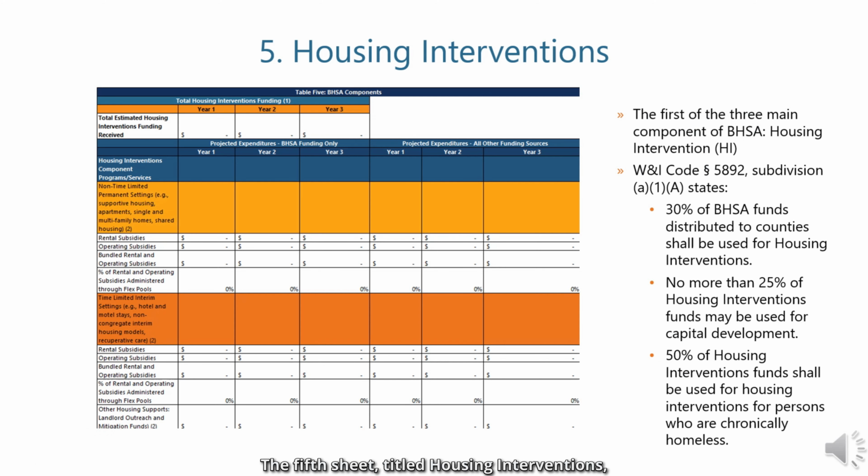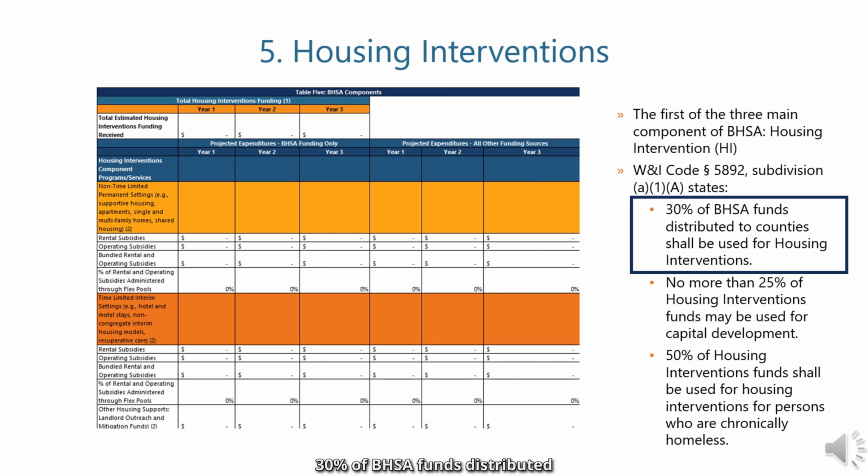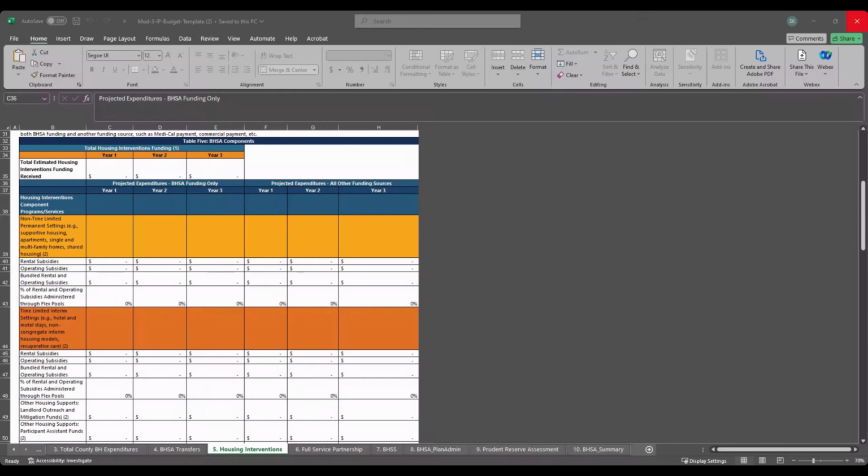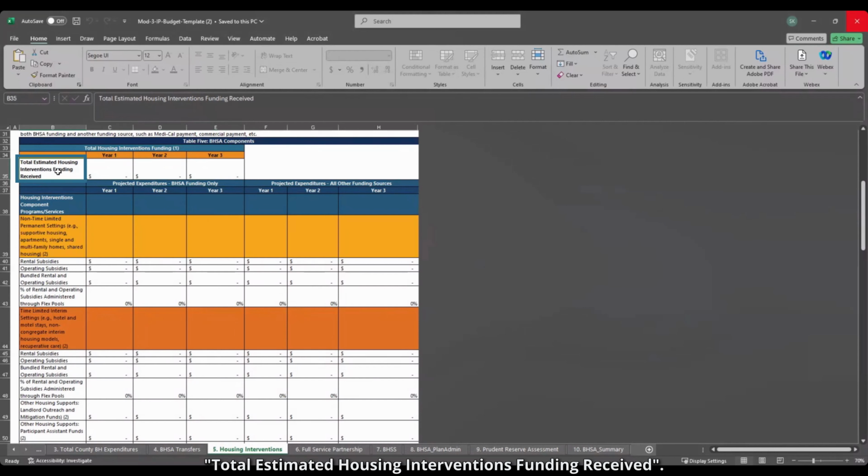The fifth sheet, titled Housing Interventions, captures detailed expenditure projections for housing intervention activities under BHSA. Per Welfare and Institutions Code Section 5892, 30% of BHSA funds distributed to counties shall be used for housing interventions. The first row to report asks for total estimated housing interventions funding received. Counties will input the estimated total housing intervention component allocation received for each year.